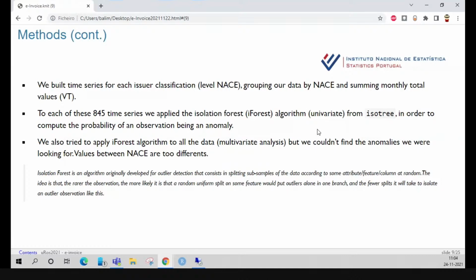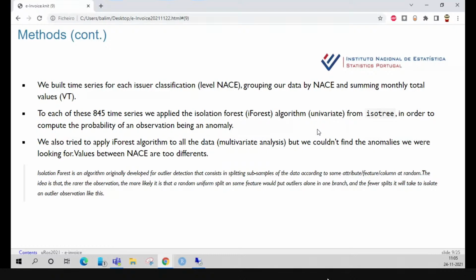Okay, a little bit more in detail. We start building time series for each issuer classification, the level NACE. We do that by grouping our data by NACE and summing the monthly total value. We have a total of 145 time series, and to those we apply the isolation forest algorithm from the package isotree in order to compute the probability of an observation being an anomaly.